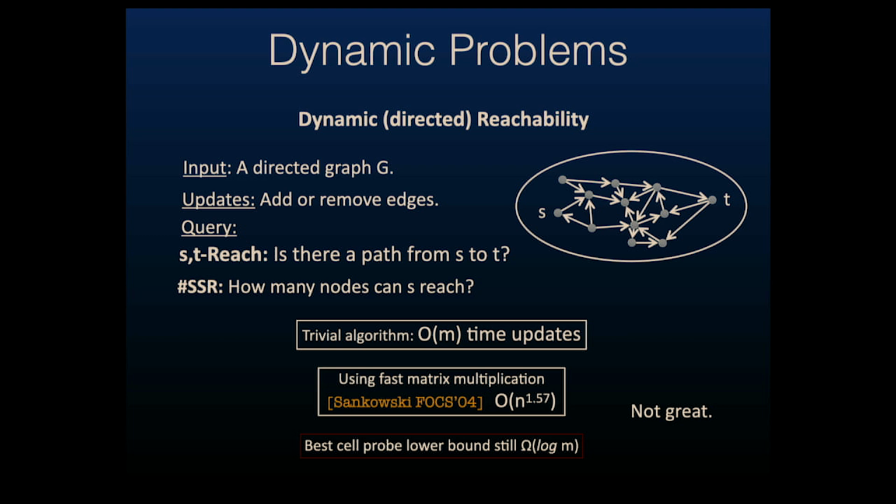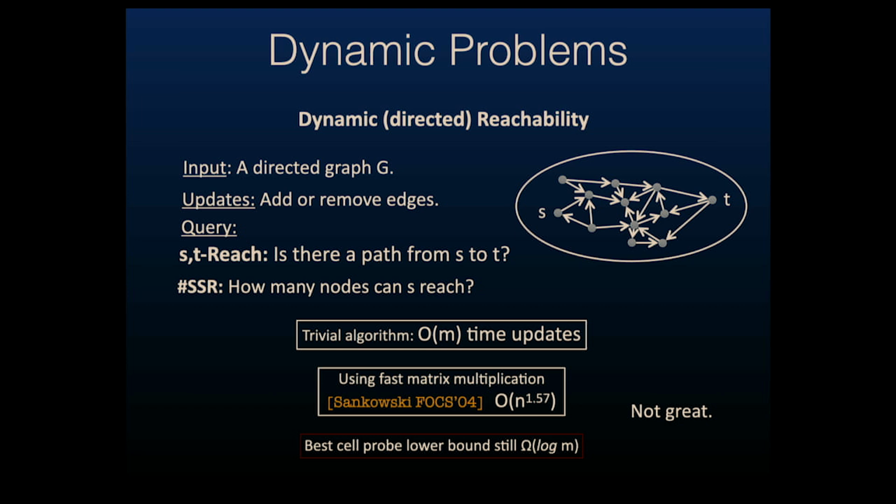And another version is single source reachability. So specifically in this talk, I will look at the problem where you have to return the number of reachable nodes from a source. This number is SSR. So there's a source S, it's a fixed source, and the query asks how many nodes can this source reach in the graph. So it's some number from 1 to n or 0 to n.